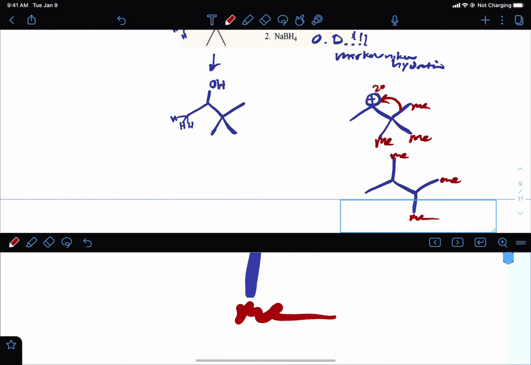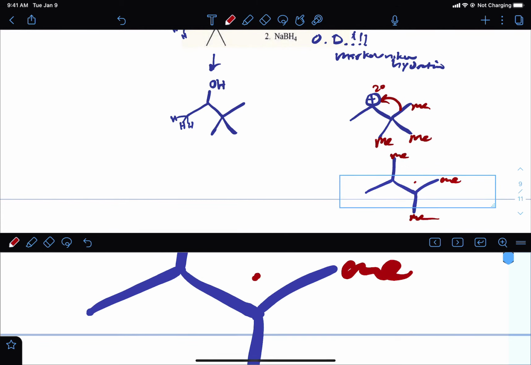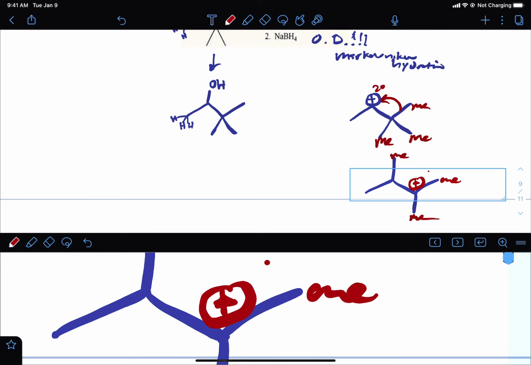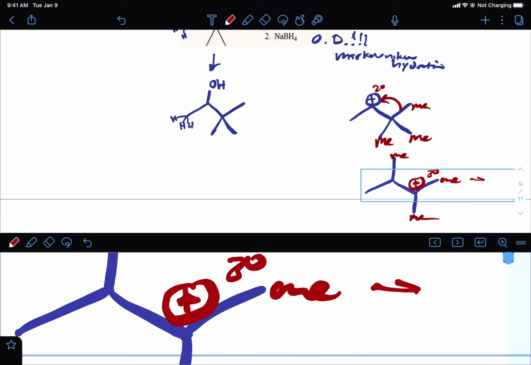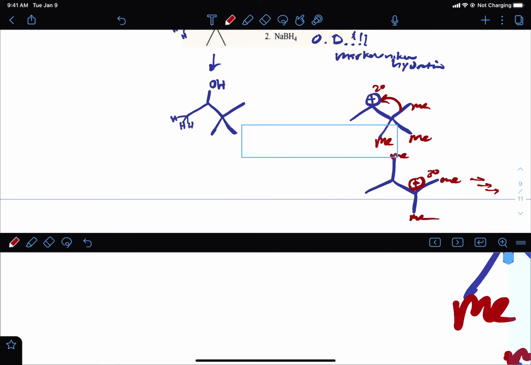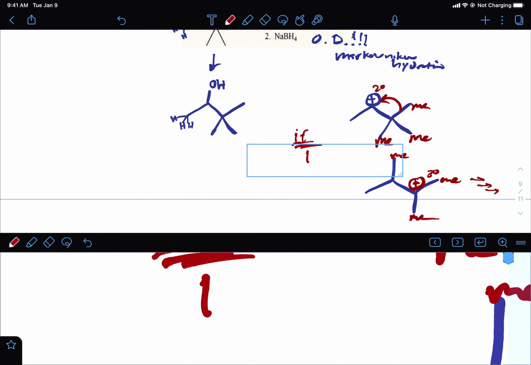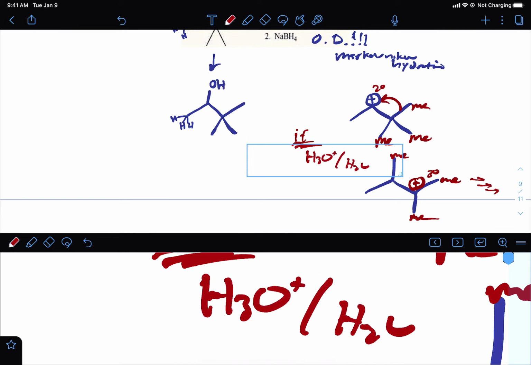the carbon on the right has now lost its bond. And so that's tertiary, right? And so we'd end up with a different product at the end of the day. We'd end up with the alcohol at that site. If we had done hydration, if we use H3O plus and H2O, we would have had to worry about that rearrangement.